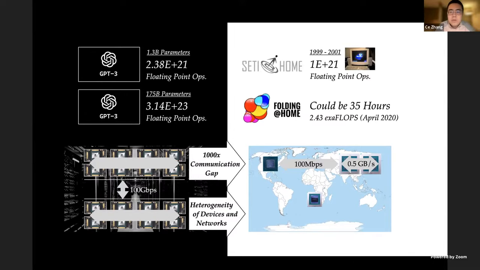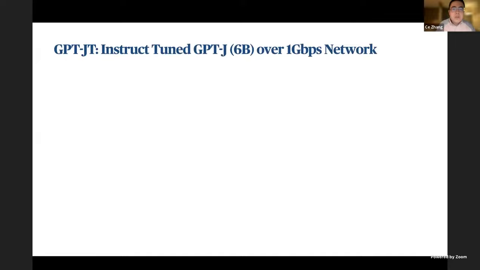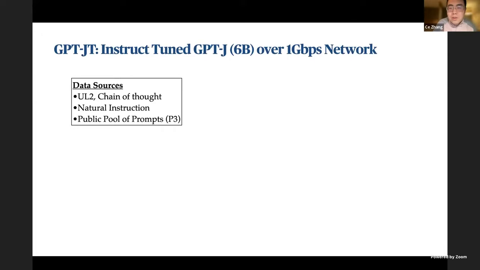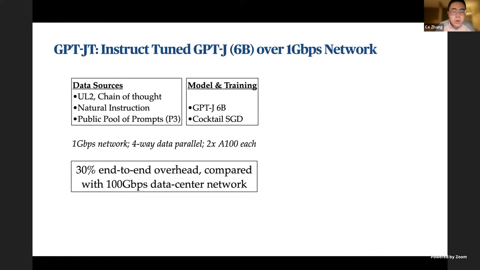We have started our journey here and done a little bit of experimentation. A couple of months ago, we trained a model called GPT-JT, essentially trying to do data parallel training over a 1 gigabit network. The idea is very simple. We take all the great work the community has been doing, we take a lot of data sources that are open, thanks everyone for that, and then we take a standard GPT-J model that is also a public open model and plug in this communication efficient data parallel training algorithm. We trained the whole thing over a 1 gigabit network, four-way data parallel, and each machine has two A100 GPUs. We only have 30% end-to-end overhead compared with a data center network, which is 100 gigabits.